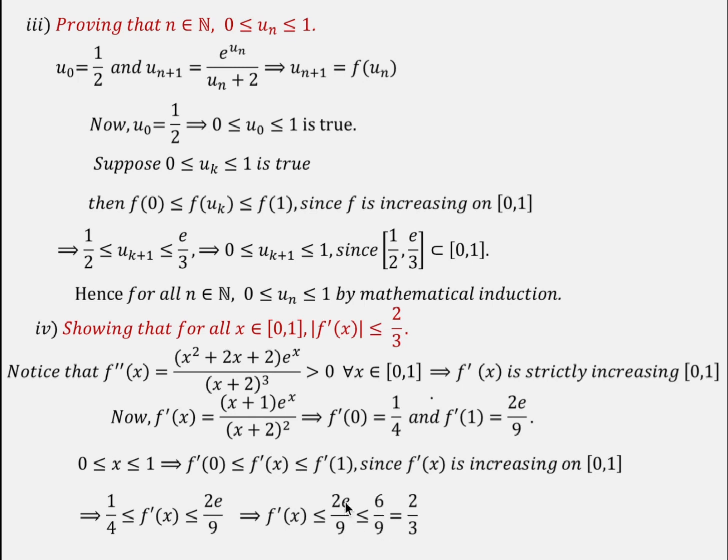Clearly, e being approximately 2.72, 2 times 2.72 would be less than 6, so that 2e over 9 is less than or equal to 6 over 9, and 6 over 9 being equivalent to 2 over 3. It means that if f prime of x is less than a number that is less than 2 over 3, hence we can conclude that the absolute value of f prime of x is less than or equal to 2 over 3 as specified in the equation.